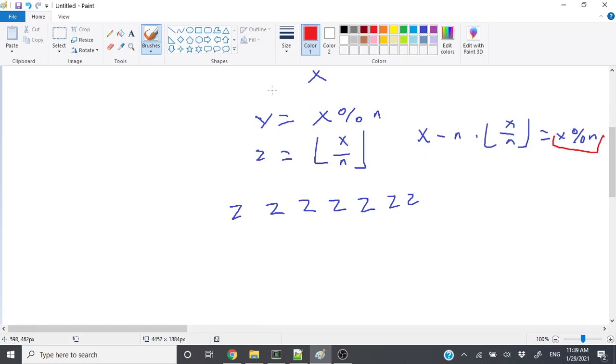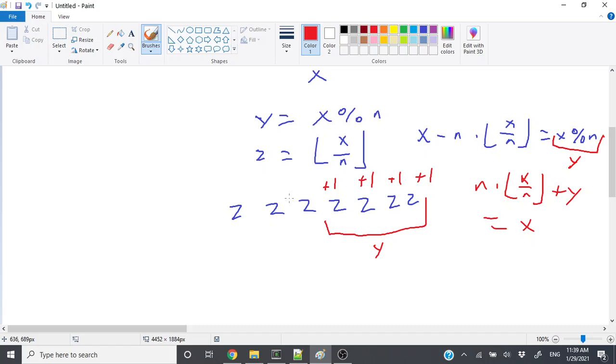And the way we can do that is we have this element y. And so for y elements, we can add 1. And that way we get exactly n times floor of x over n plus y, which if we solve for that is equal to x. So we have basically n minus y elements that are equal to z, and the remaining y elements are equal to z plus 1. And by this equation, this will sum exactly to x. So that's the strategy.